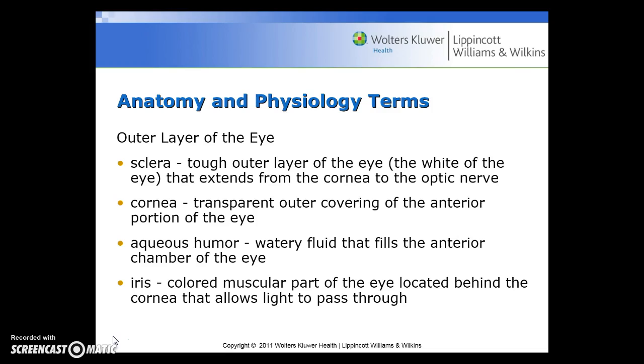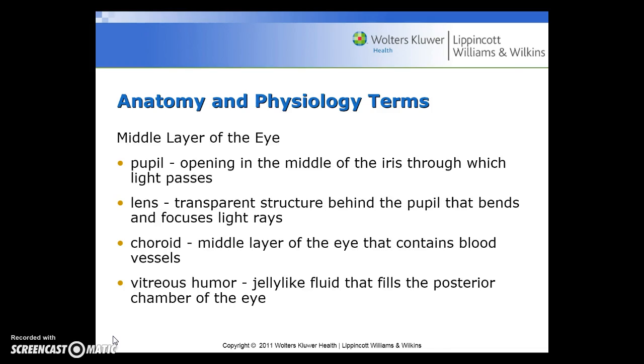The cornea, which is the transparent outer covering of the anterior portion of the eye. The aqueous humor, that's the watery fluid that fills the anterior chamber of the eye. The iris, which is the colored muscular part of the eye located behind the cornea that allows light to pass through. The middle layer of the eye consists of the pupil, which is the opening in the middle of the iris through which the light passes.